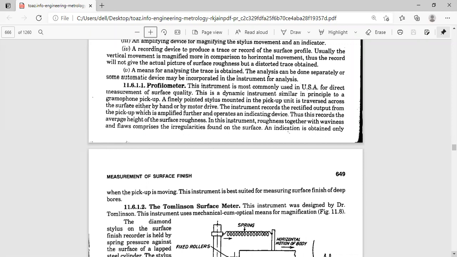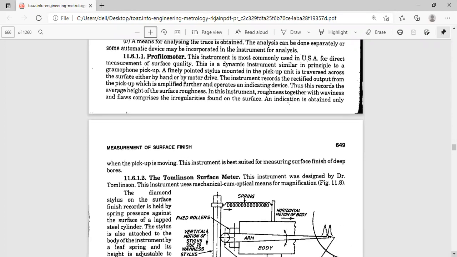In direct measuring instruments, we have the voltage type and the current type. Both of them we'll discuss. This induced voltage will be amplified and then recorded by means of a recorder. That's how you measure the surface irregularities by the profilometer. You can expand this by referring to standard textbooks, because you may be asked any one of the three: profilometer, Tomlinson surface meter, and the Taylor-Hobson talysurf.